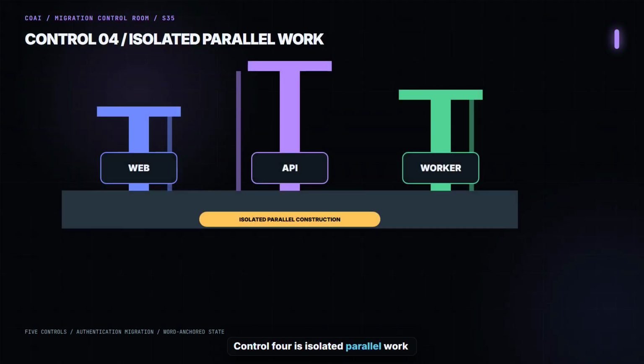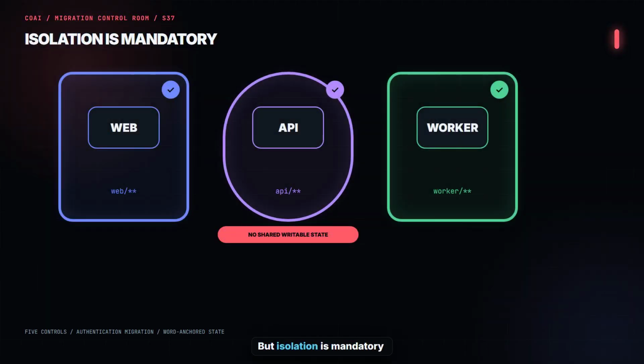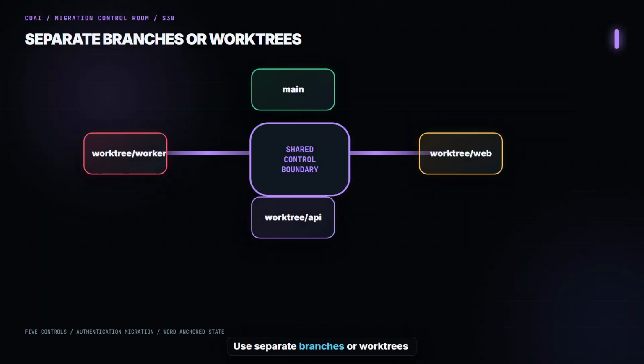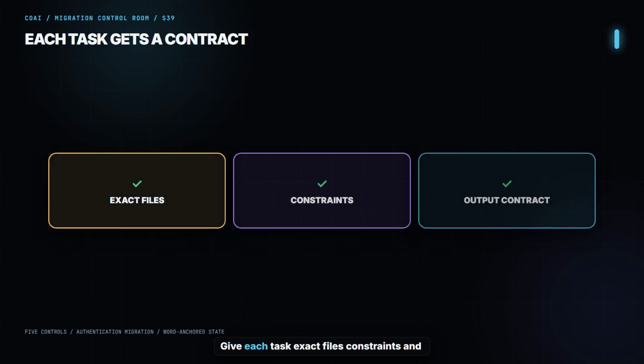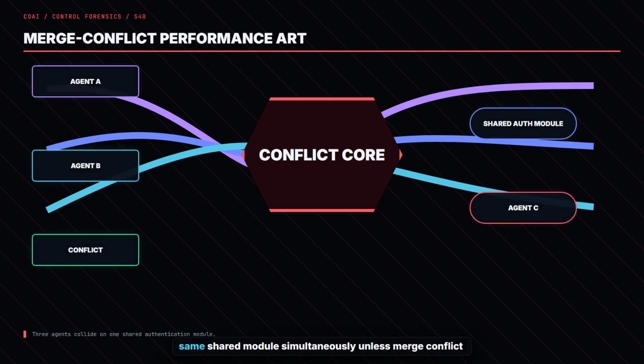Control 4 is isolated parallel work. The web app, API, and worker may be separable. Assigning independent scopes can reduce wall clock time. But isolation is mandatory. Use separate branches or work trees. Give each task exact files, constraints, and an output contract. Do not let 3 agents modernize the same shared module simultaneously unless merge conflict performance art is the goal.